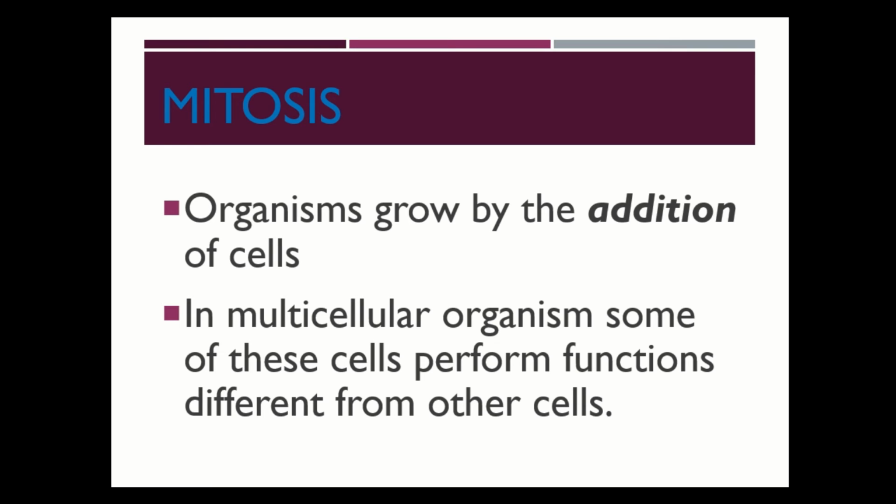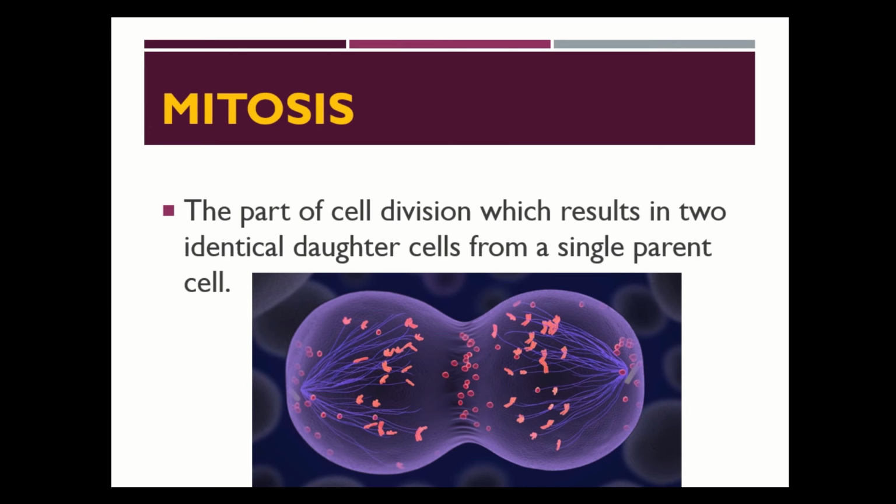So, in mitosis, it is where the organisms grow by the addition of cells. So, gaya na nabanggit ko kanina, as we grow older, the number of cellular units are also increasing. So, in multicellular organisms like us, some of these cells perform functions different from the other cells. So, maraming functions ang cells natin sa katawan. Next one, we have the mitosis ulit. So, it is part of the cellular division which results in two identical cells from a parent cell. Ibig sabihin, parehas na parehas sila ng mapaproduce.